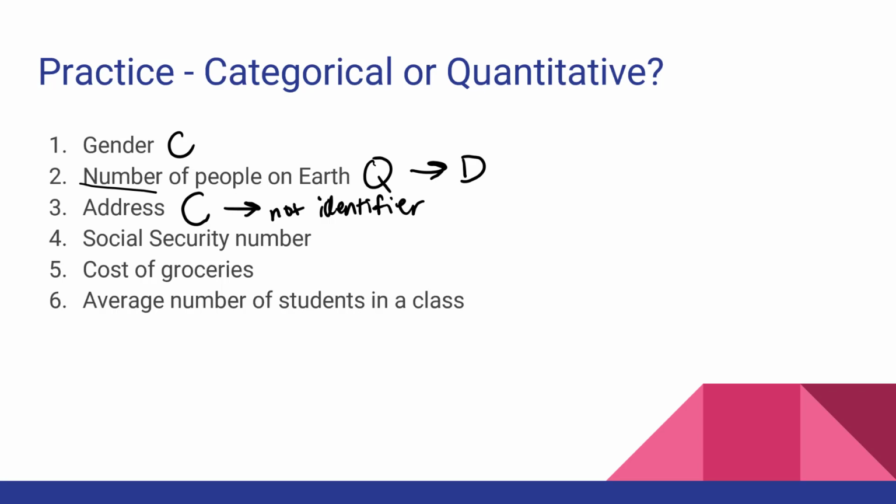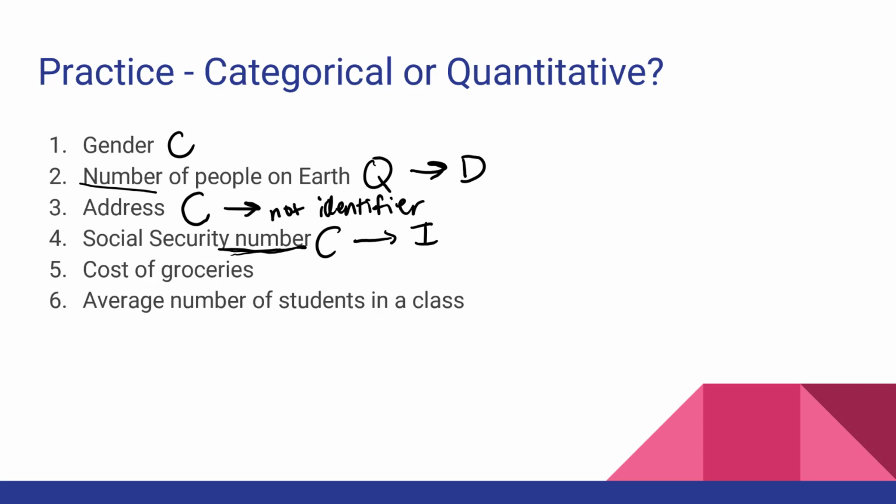Next is your social security number. So I mentioned this before, but social security number is completely unique to a person. So that means that this is automatically an identifier, and because it's an identifier, that makes it categorical. So even though it says number here, this is still categorical.